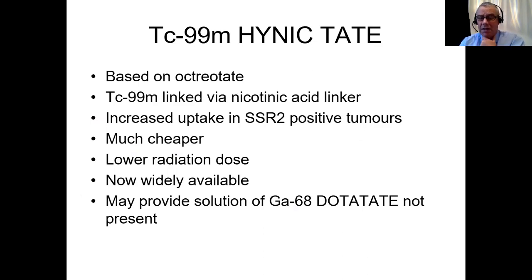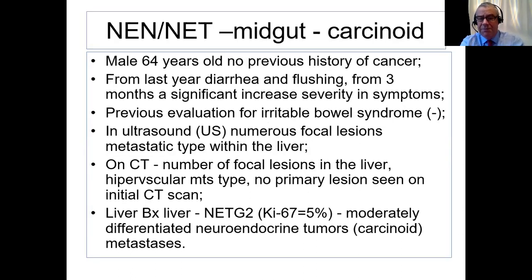Now, whilst indium octreotide has been the one that we use primarily, indium is expensive and difficult to get hold of. So most centers have now moved over with single photon imaging to HYNIC-TATE labeled with Tc-99m. And this has increased uptake in somatostatin 2 type tumors. It is a bit cheaper, has a lower radiation dose, and it's now very widely available. And as I said, if you don't have gallium-68 DOTATATE available, it's a very good solution.